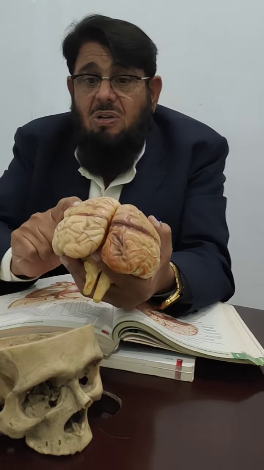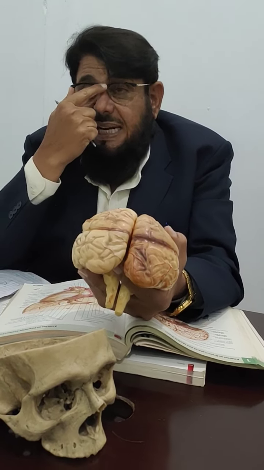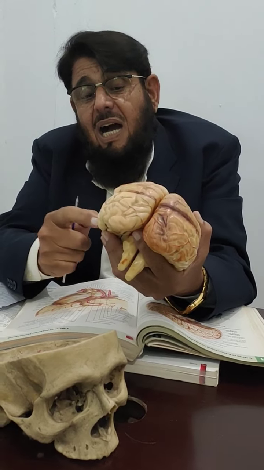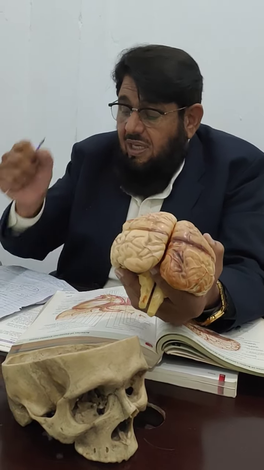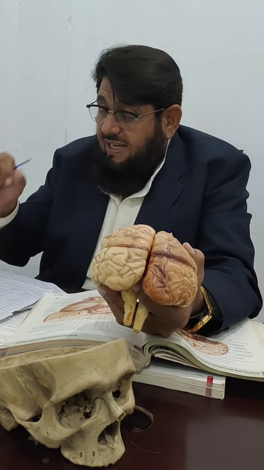The territory of the middle cerebral artery contains the sensorimotor cortex of the opposite side, except that, and it also includes the auditory and speech areas. If this artery is blocked, these functions of the body would be affected.